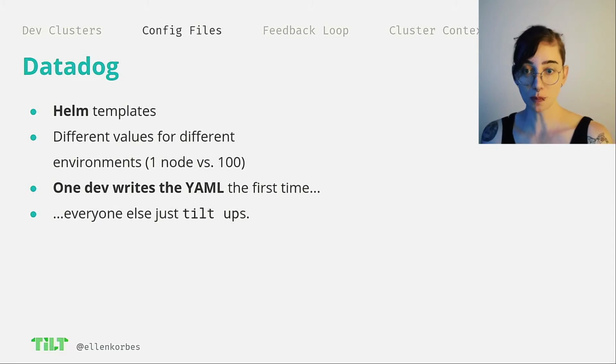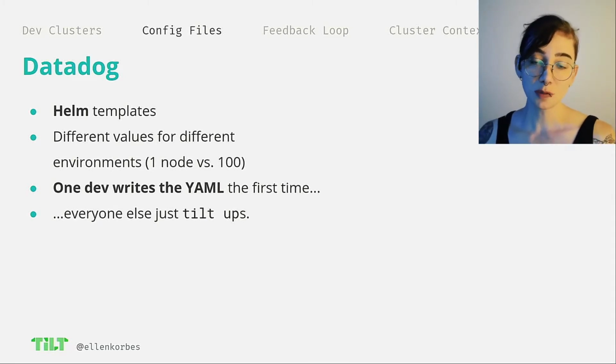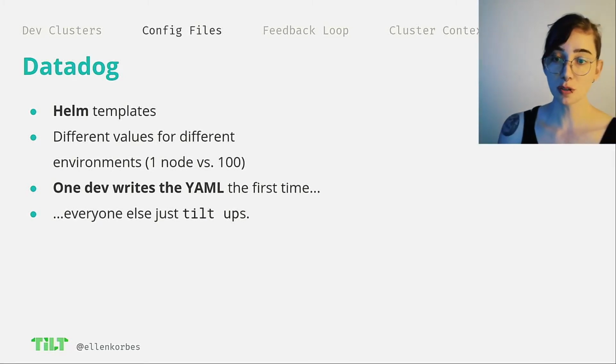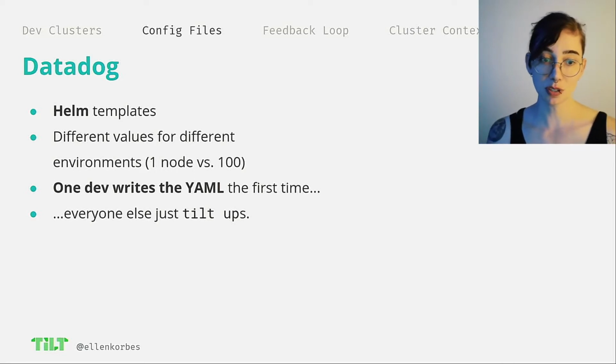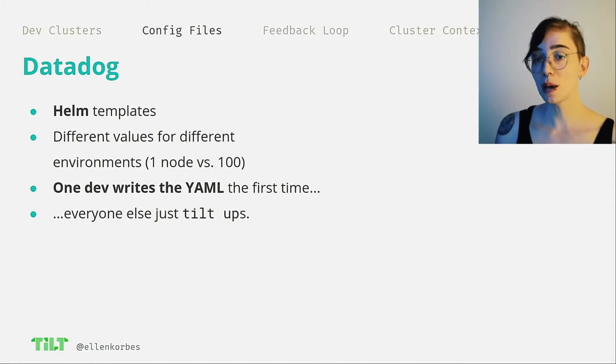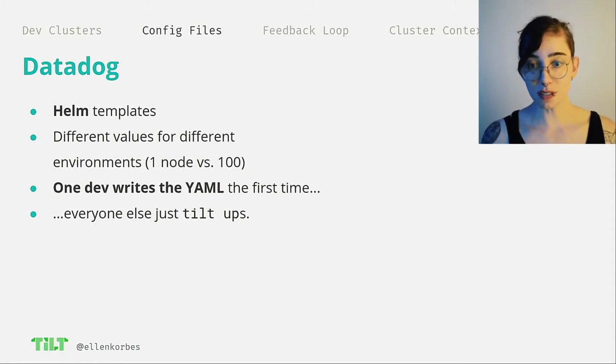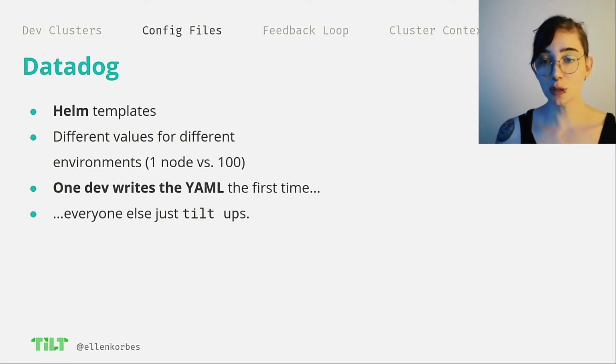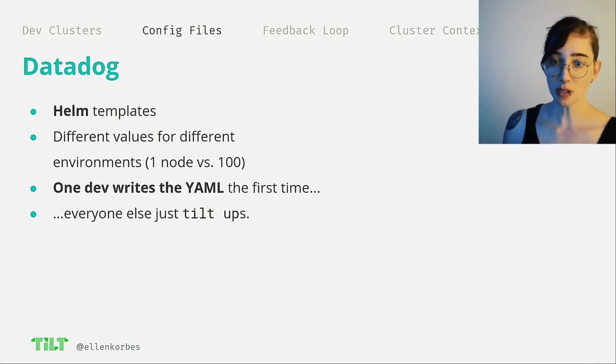Datadog uses Helm. So they use Helm templates, different values for different environments, of course. You don't need 100 replicas in development. You just need one. And basically, you write YAML the first time when you create a service. You do the templates and all of that on Helm, and everyone else basically, it integrates with Tilt. No one else has to think about it except the person that writes it the first time. I'm going to talk about Tilt in a minute.